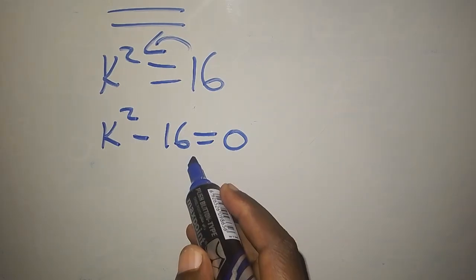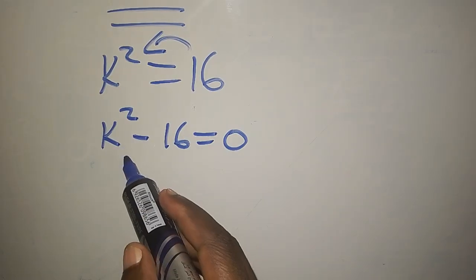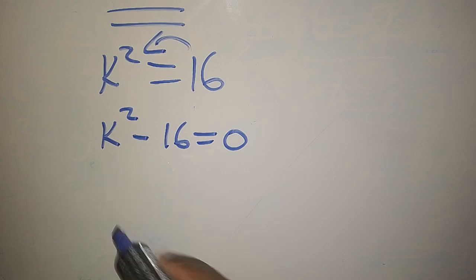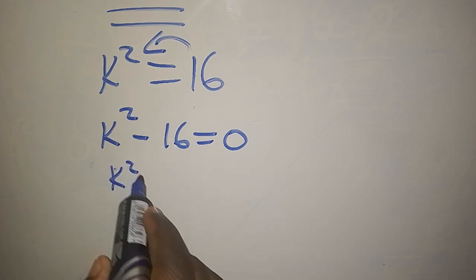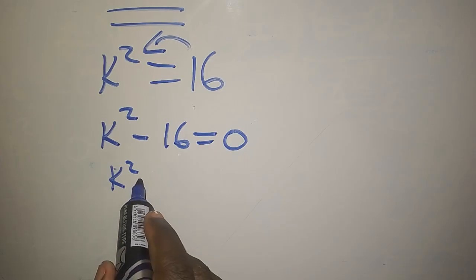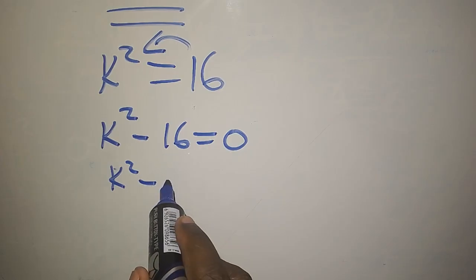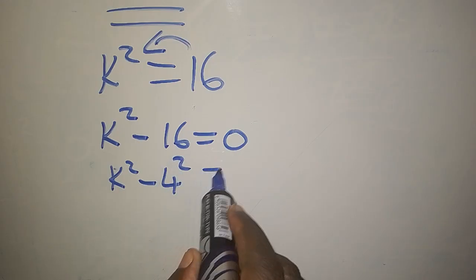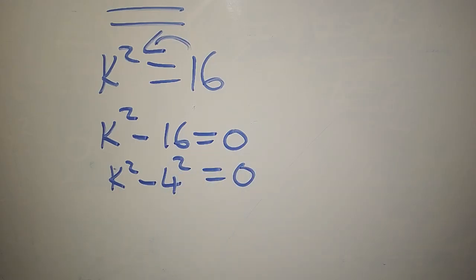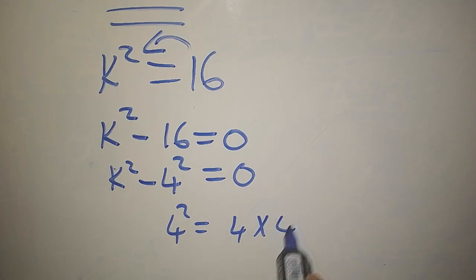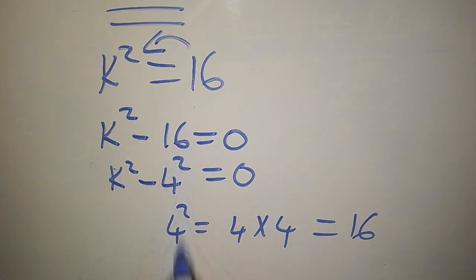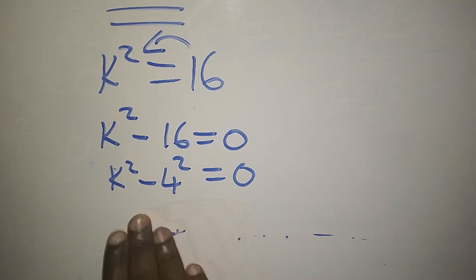Now at this point, I want to make 16 also have a power of 2, since k has a power of 2. So I'm going to say I have k to the power of 2 minus, and this 16 can be written as 4 to the power of 2, then equals 0. Some of you may be asking, why 4 to the power of 2? We know that 4 to the power of 2 is the same as 4 times 4, which gives us 16. So this 4 to the power of 2 is simply representing 16. Alright, so let's continue solving.